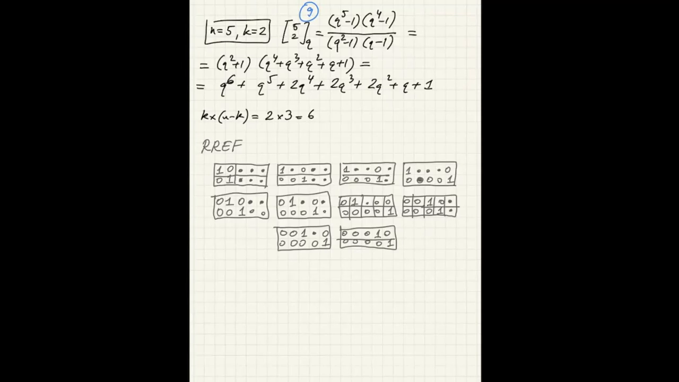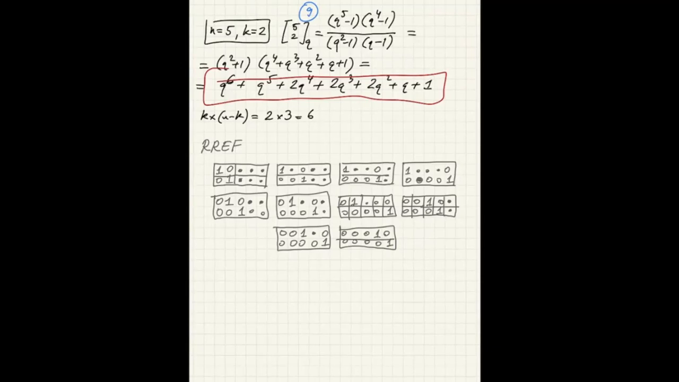Okay. So this 5 choose 2 that we have here will equal the number of these matrices. And now what do we notice? Well, let's pick the first matrix here. How many such matrices are we going to have? Well, the dots can be any elements of the finite field, so you have q ways for each of them, but you have 6 dots, so that's going to be q to the 6.